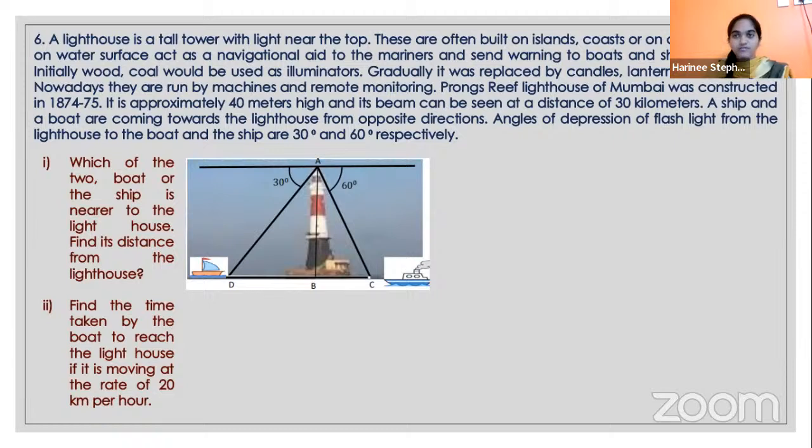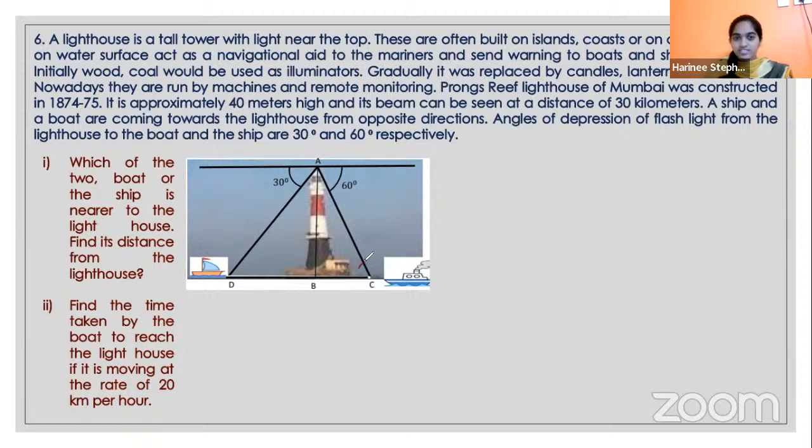Bronx Reef Lighthouse of Mumbai was constructed in 1874 to 75. It is approximately 40 meters high and its beam can be seen at a distance of 30 kilometers. So a radius of 30 kilometers is covered by this lighthouse. A ship and a boat are coming towards the lighthouse from opposite directions. Angles of depression of flashlight from the lighthouse of the boat and the ship are 30° and 60° respectively, as given in the diagram. So since diagram is already given, you can quickly answer. Which of the two, boat or the ship, is nearer to the lighthouse? So this you need not even calculate. You can tell orally with the concept that I told you in the previous question.